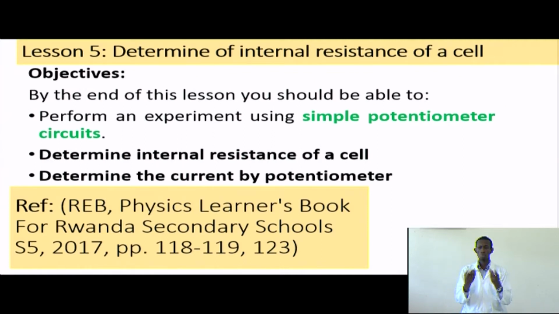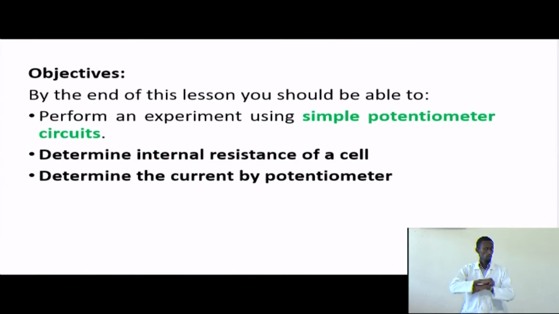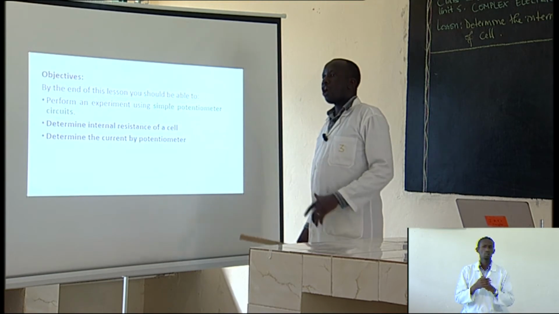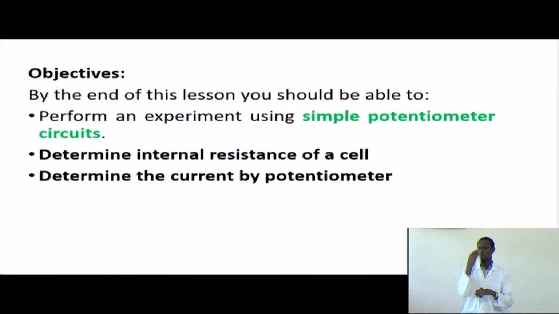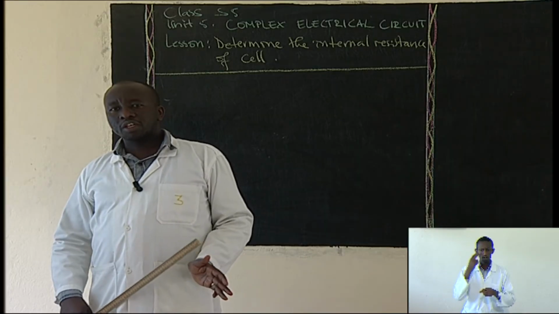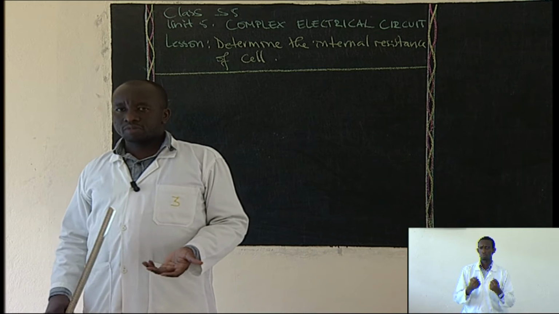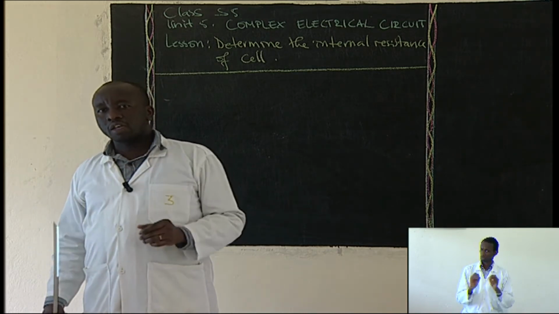So please, students, I want you now to see the objectives. By the end of this lesson, you should be able to perform an experiment using a simple potentiometer circuit. Last lesson we had time to observe how the devices are connected on a potentiometer, right? And in the same way, we recall again the way we did in the lesson. We are not going to use the materials, but we use the diagram. The same diagram as the one that we were using.